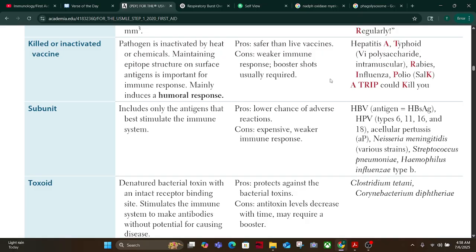The pros is lower chance of adverse reactions because it's only one subunit. It's not a whole bacteria, it's only a piece of bacteria, and that's enough to evoke an immunologic response once you're vaccinated with this subunit of bacteria. It's not a bacteria, it's a virus.